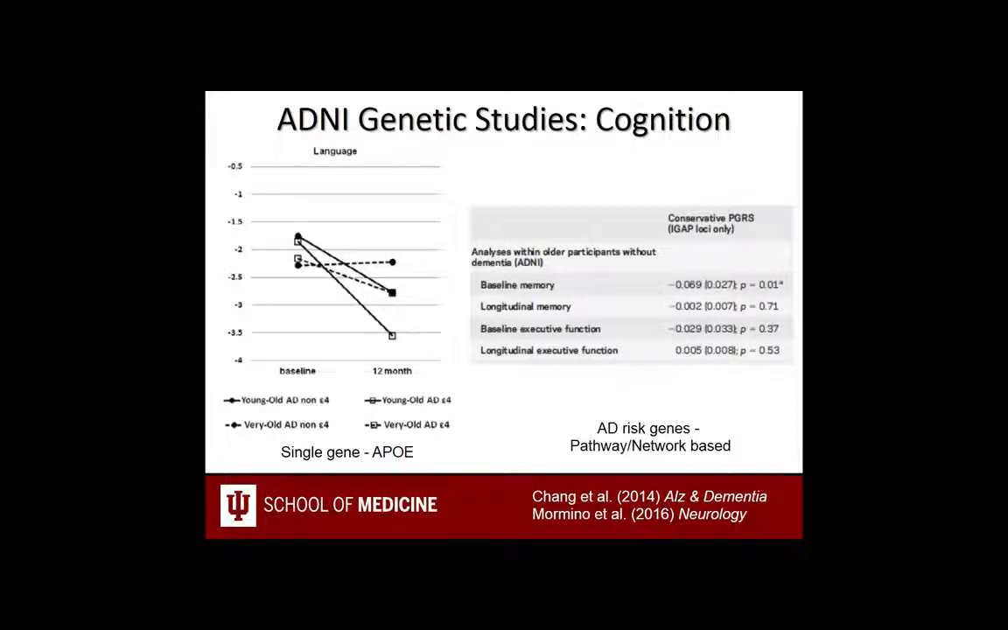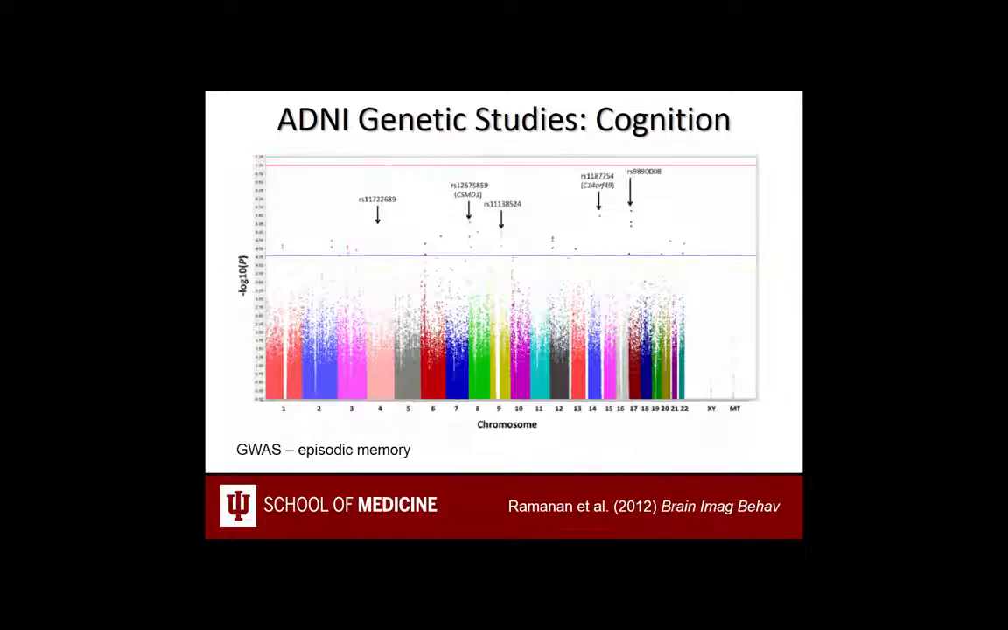Then in this case, it was not exactly a pathway, but AD risk genes. Beth Marmino published the impact of a polygenic risk score using the top IGAP SNPs, and showed that a higher number of these risk SNPs was associated with both lower baseline performance, as well as, at least in some cases, a trend for change over time.